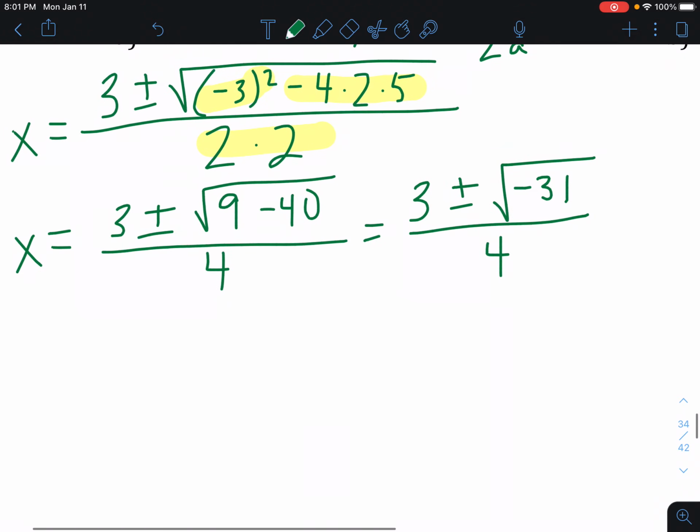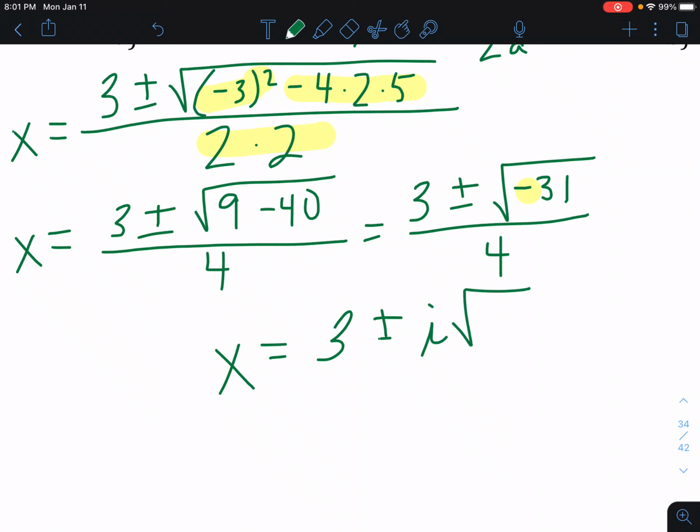And then we just clean it up a little bit. We try to simplify the radical. Notice that inside the radical is a negative number, so we must pull an i outside the radical. So how we would write it is 3 plus minus i times the square root of 31, over 4.